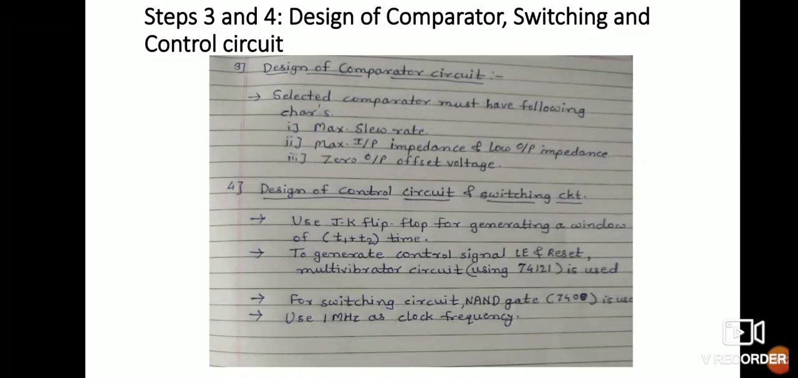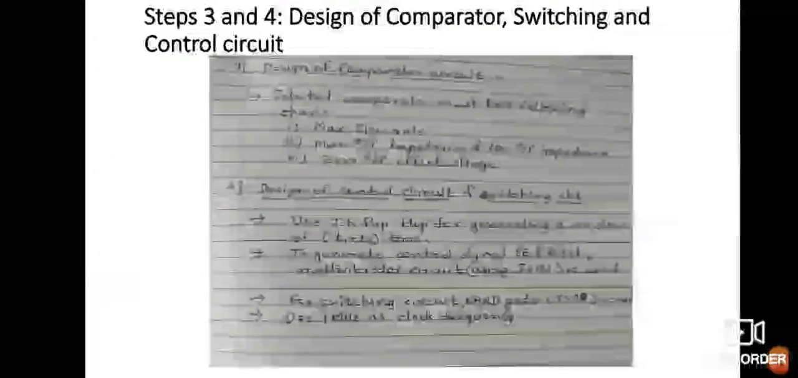So next step will be the design of control circuit and switching circuit. Use a JK flip flop for generating a window of T1 plus T2 time. Already we learned that ramp graph in the last lecture. It will take T1 plus T2 time to convert analog into digital. So the flip flop is used to generate that window.